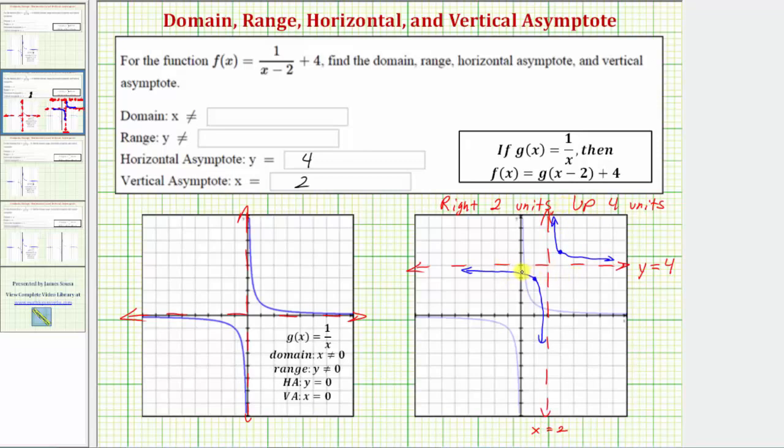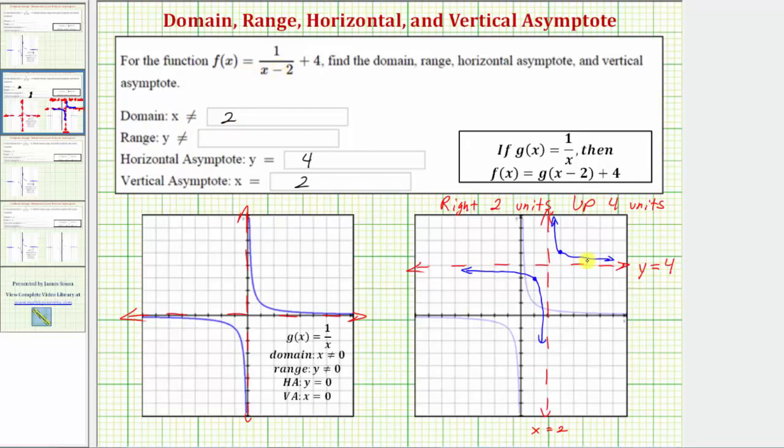The set of all possible inputs, or x values, will be all real numbers except where we have the break in the graph at x equals 2. So the domain would be all real numbers except x cannot equal 2. Notice if x was equal to 2, we'd have division by 0, which is undefined.